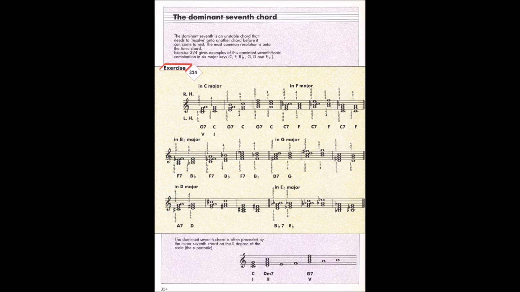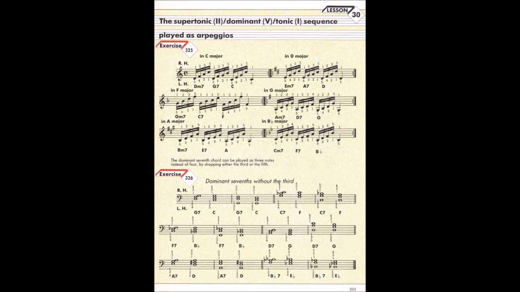A chord that fits very comfortably in front of the dominant seventh is the minor seventh on the second degree of the scale. In C major, that would be D, F, A and C. Exercise 325 presents this very common sequence of 3 chords, the supertonic seventh, the dominant seventh and tonic, in the form of arpeggios. Notice the changes of key signature in this exercise, by the way. Exercise 325.